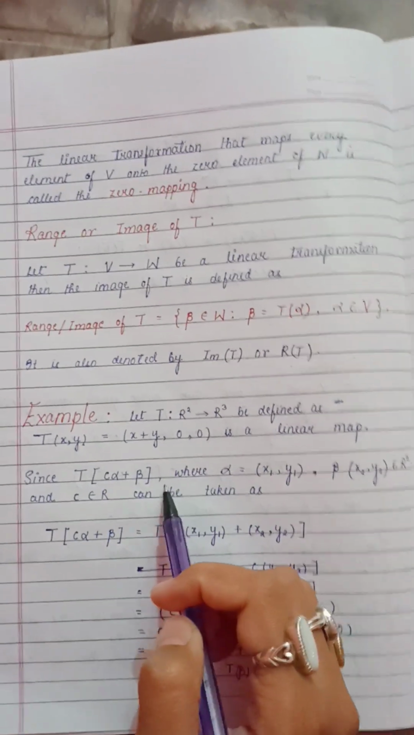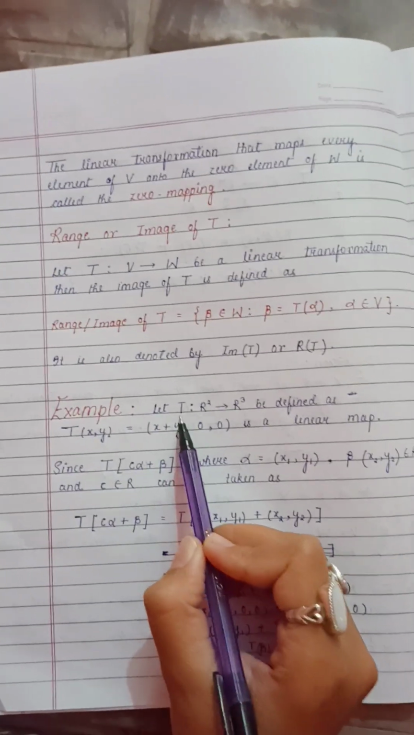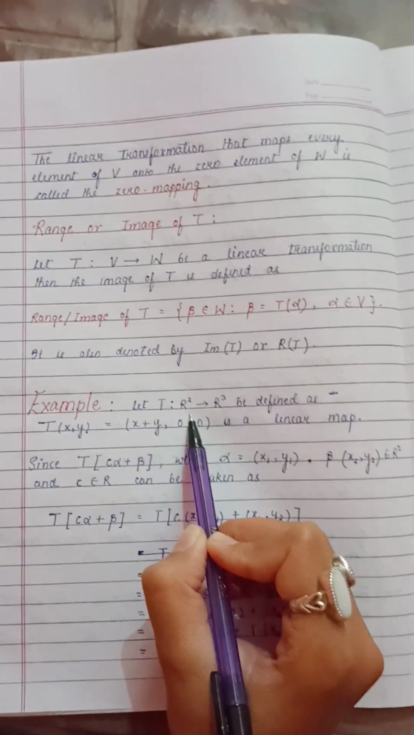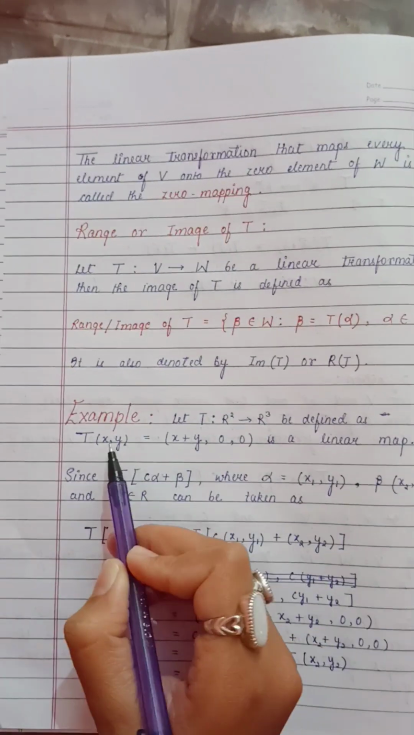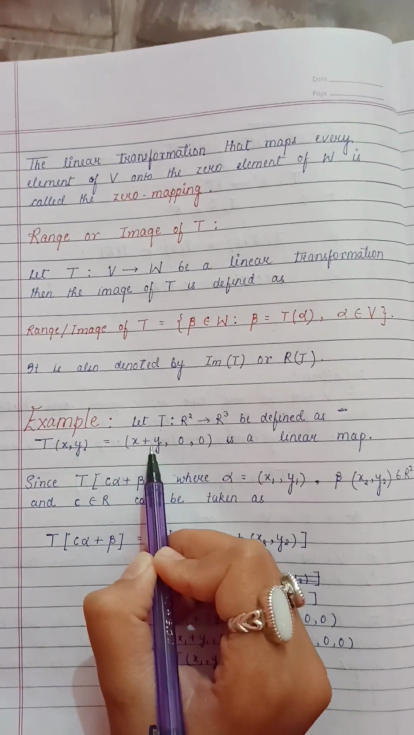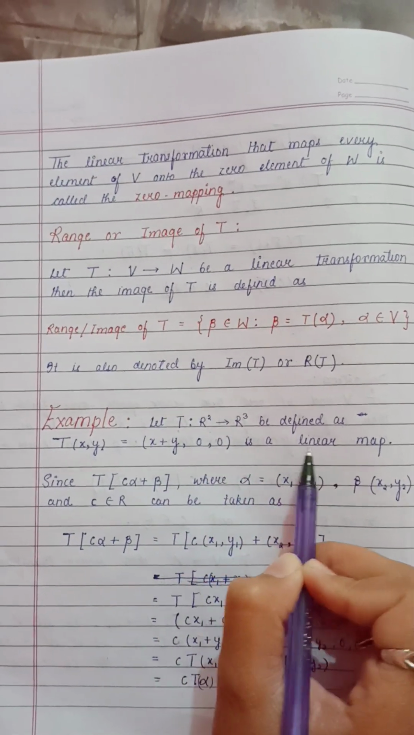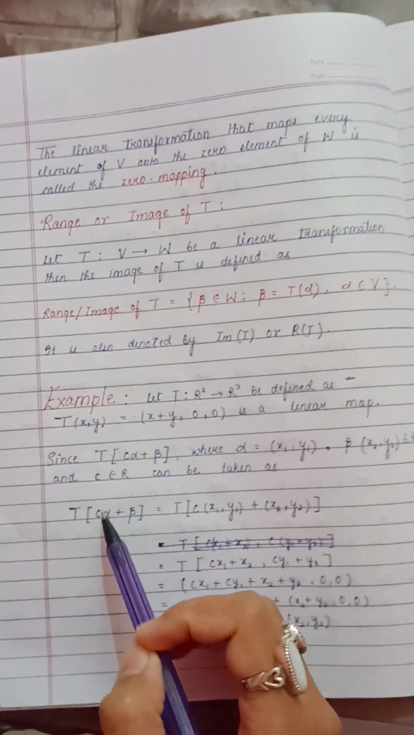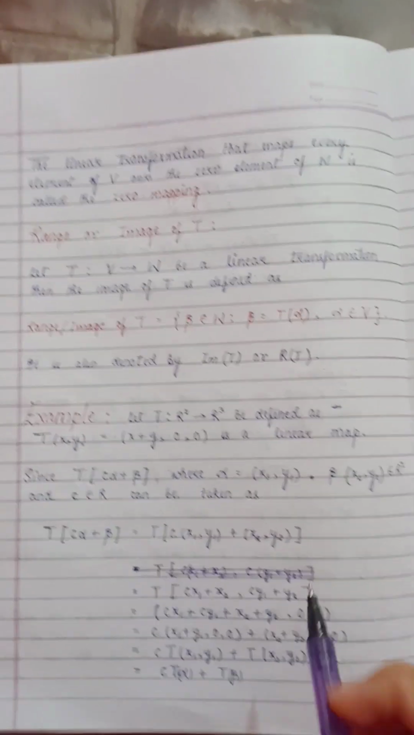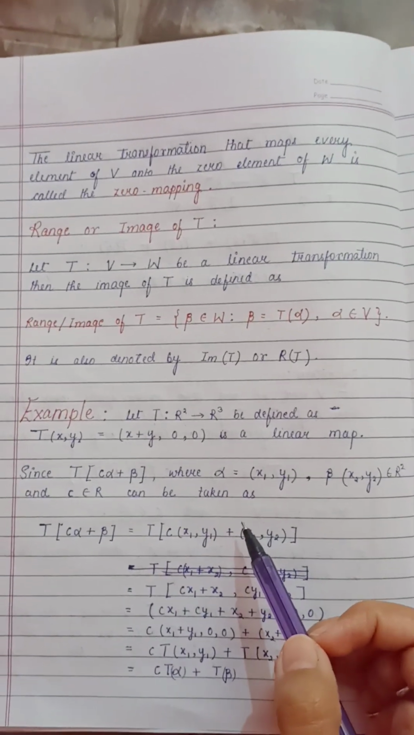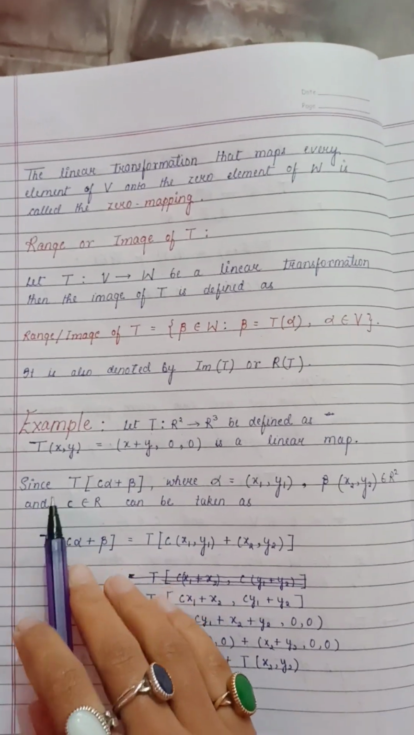Now let's take an example to understand the linear transformation better. Let T from R2 to R3 be defined as T(x, y) equals (x plus y, 0). How will we be able to say that it is a linear transformation? It should satisfy the criteria that we have discussed.